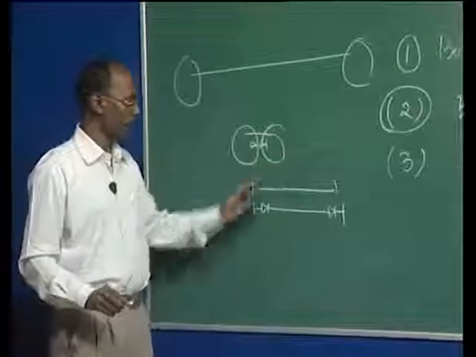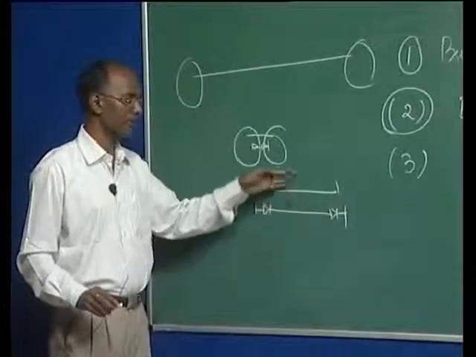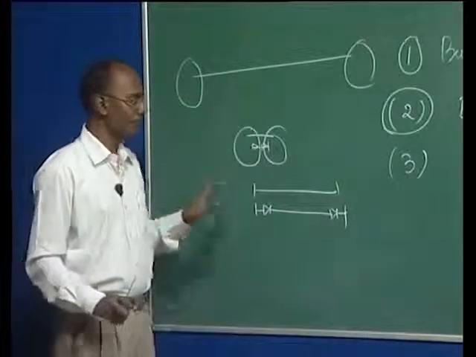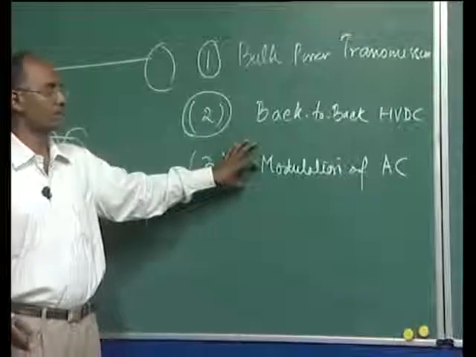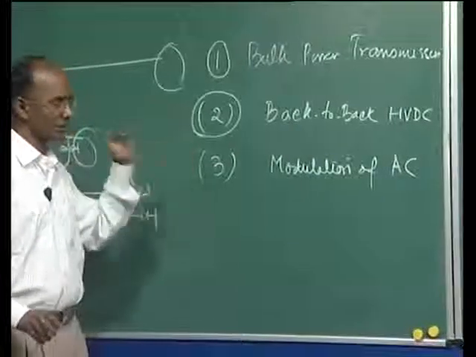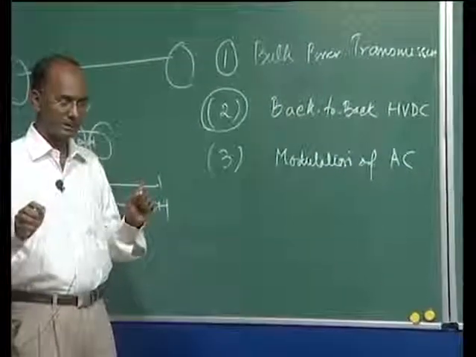Whenever there is a problem, we can control in such a way that we can modulate the power over this AC line. It is used to improve the stability of the system. So you can see the three objectives for the HVDC transmission system.